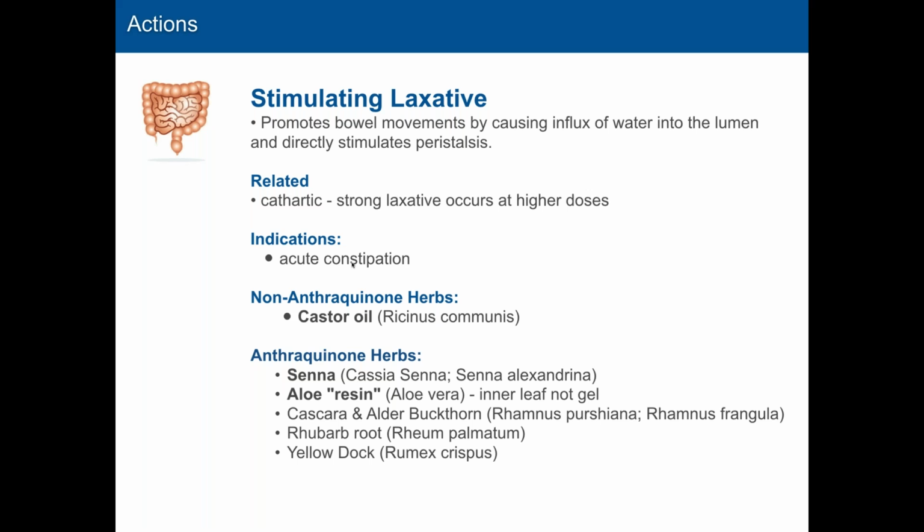Castor oil, which is a non-anthraquinone containing drug. Castor oil does it through one mechanism, and then there's the anthraquinone herbs like senna, aloe resin, which is different than aloe gel. Different varieties of buckthorn, the cascara, elder buckthorn, rhubarb root, and yellow dock. These all contain anthraquinone glycosides. Some of them are stronger than other ones. Yellow dock and rhubarb is a lot more gentle than senna is and aloe resin is, but they all have that stimulating effect.